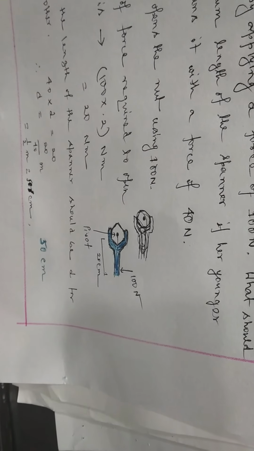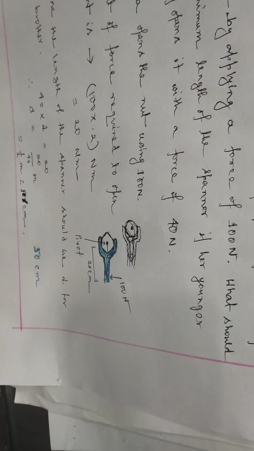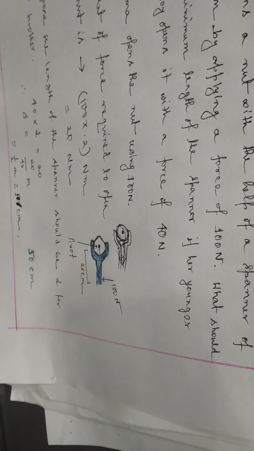So this is quite an easy example. See here. Soma opens a nut with the help of a spanner of length 20 cm by applying a force of 100 Newton. What should be the minimum length of the spanner if her younger brother Joy opens it with a force of 40 Newton? So see, here is a nut. You can consider the middle point of the nut as a pivot, or the whole nut as a pivot, because the width of the nut is negligible.